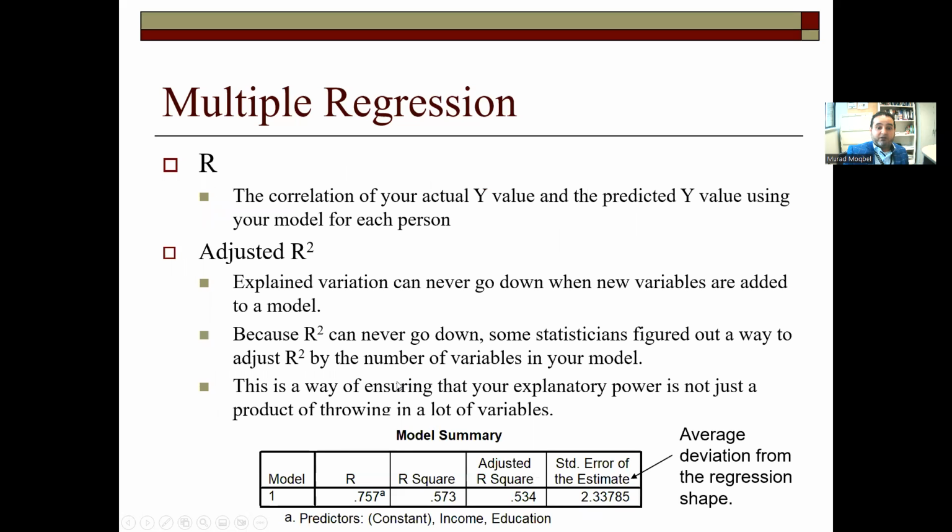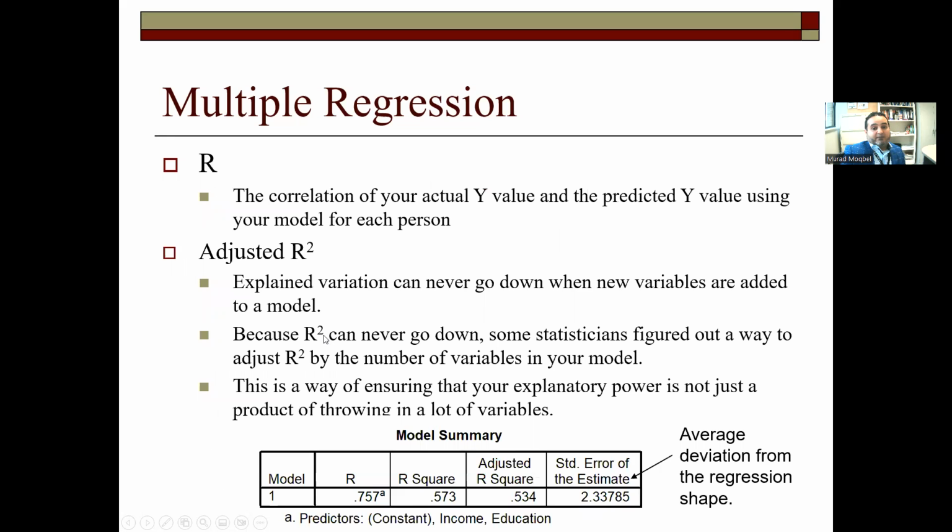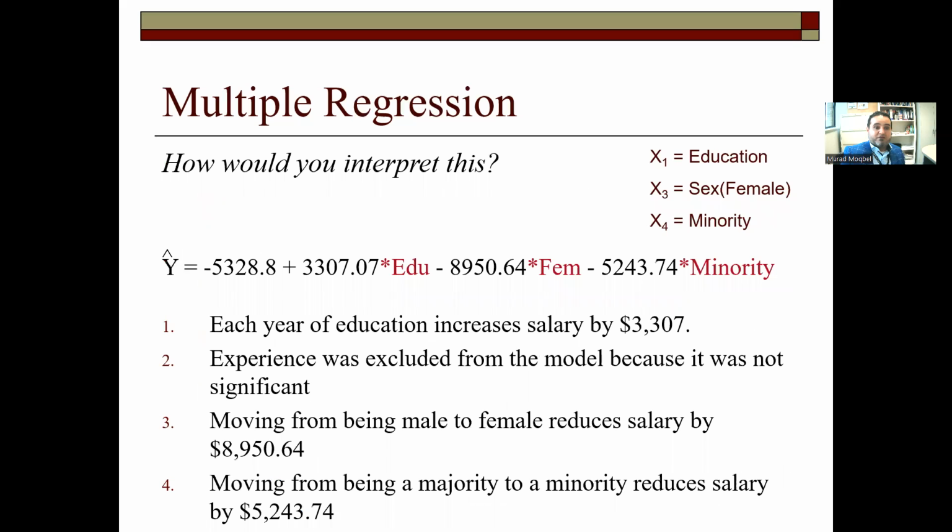So R squared, we already talked about it. Adjusted R squared is helpful because in multiple regression, the more independent variables you add into the model, the more the R squared will increase. It doesn't decrease. So that's why we use the adjusted R squared. So this is the interpretation for this prediction model. We say each year of education increases salary by this amount.